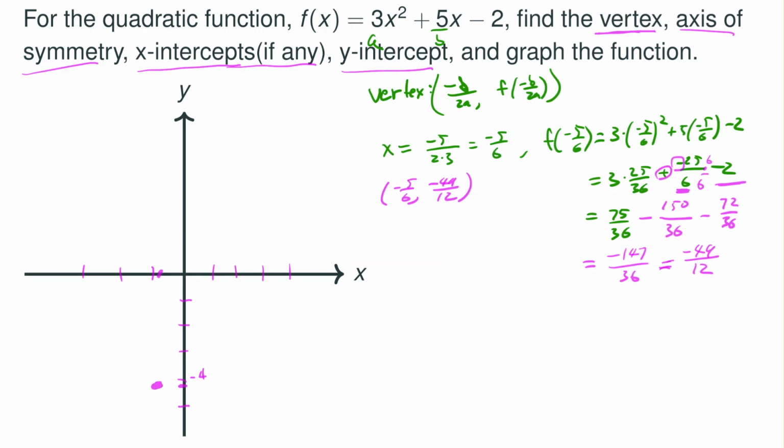So right here is a vertex. Okay. And axis of symmetry is just this part. This x equals negative 5 over 6 is the axis of symmetry for the quadratic. That means along this line, the graph will be symmetric. Okay. So then let's find the x-intercepts.